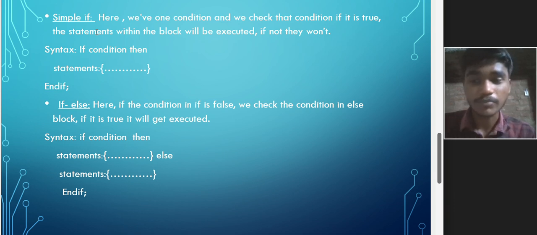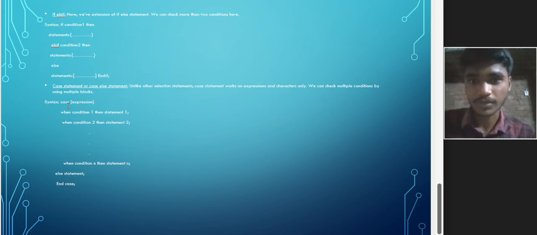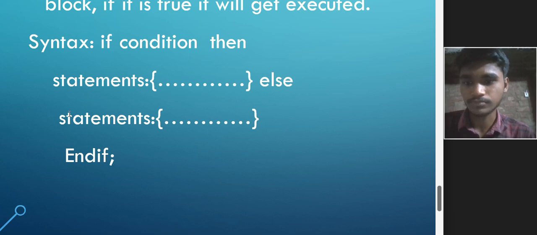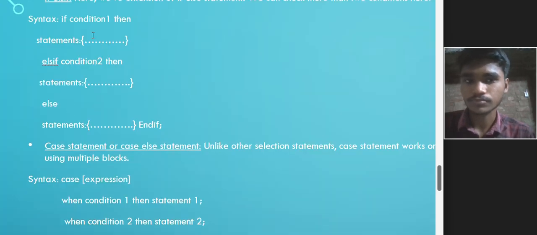Next, if else. In simple if, we only have the privilege to check one condition, but in if else, we can check two conditions. You can check the syntax: if condition then statements. If the conditions in the if block turn out to be false, we go to the else block and check those conditions. If those are true, we execute the block and we end the if.